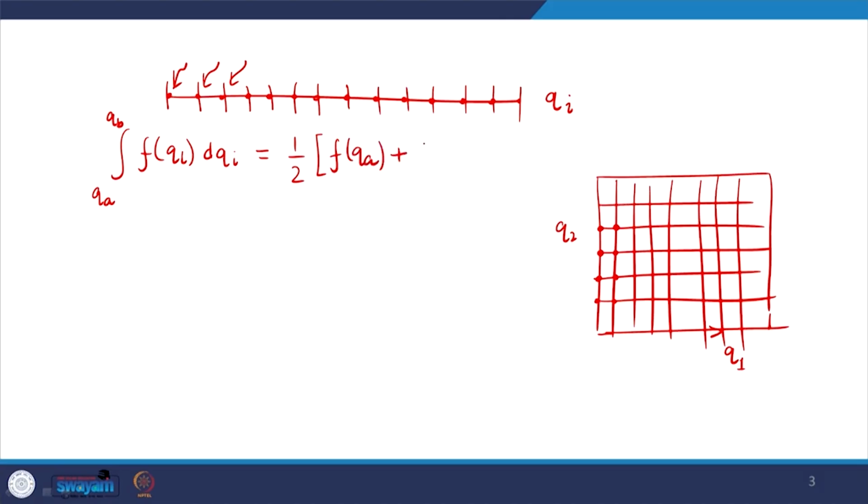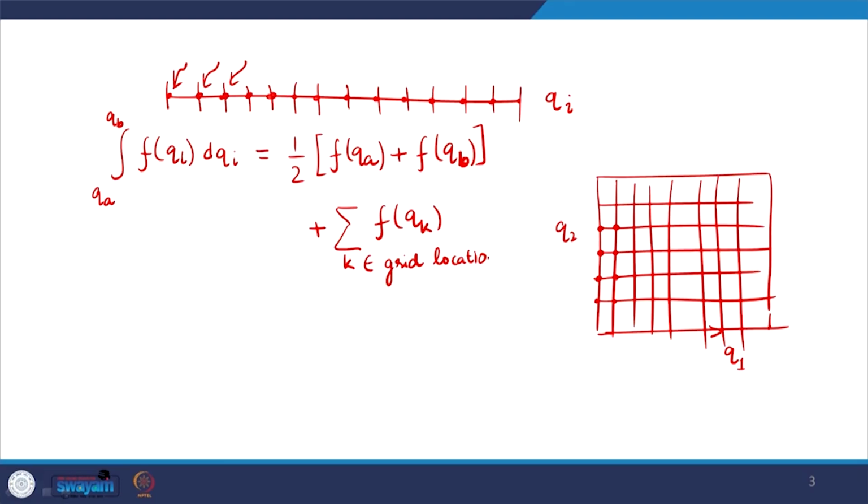f(qa) plus f(qb) plus sum over all the k value f(qk), where k represents the grid locations, right, and these are my grid locations, right.